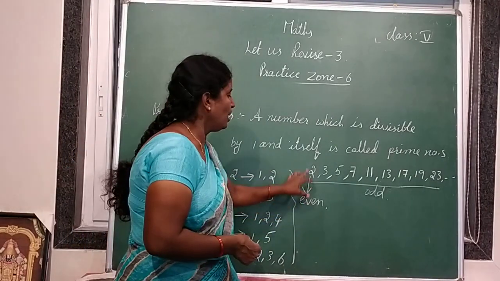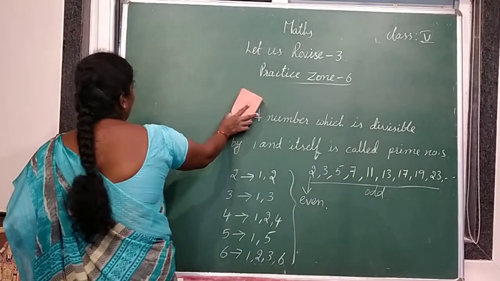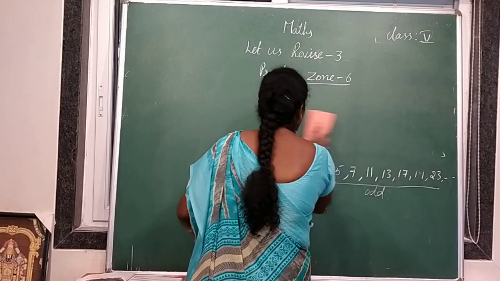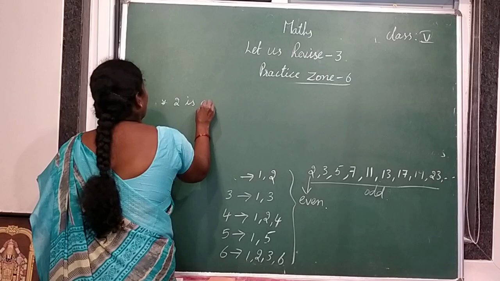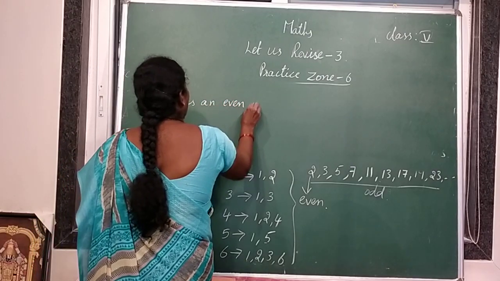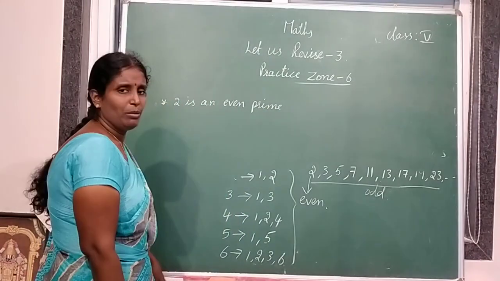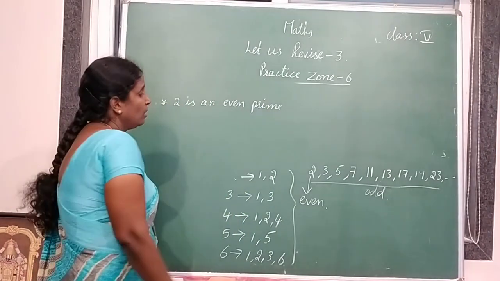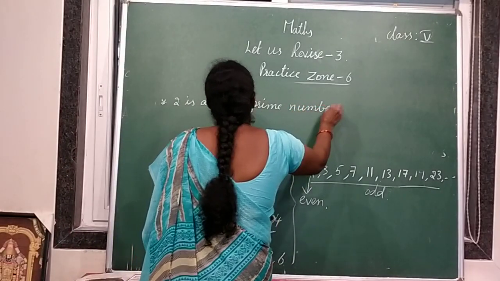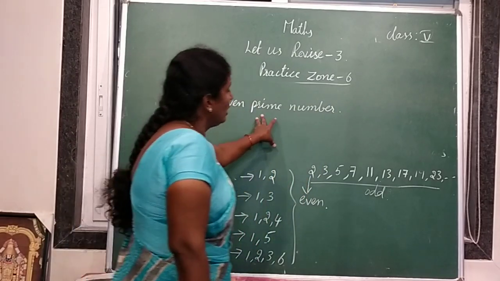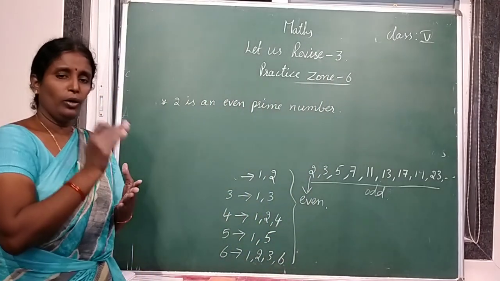So 2 is called the even prime number. Understood? 2 is an even prime number. Remaining all the prime numbers are odd. So a prime number is nothing but a number with only 2 factors.